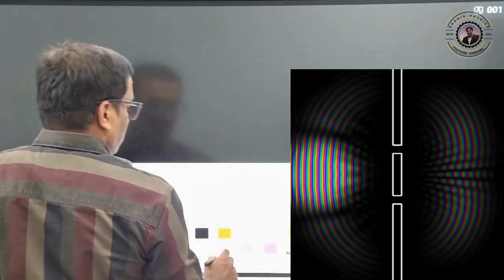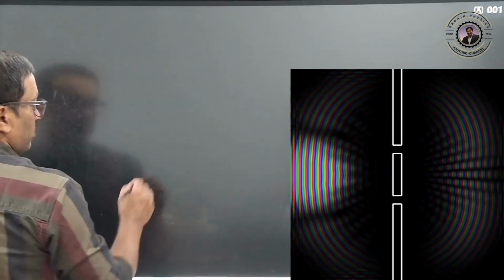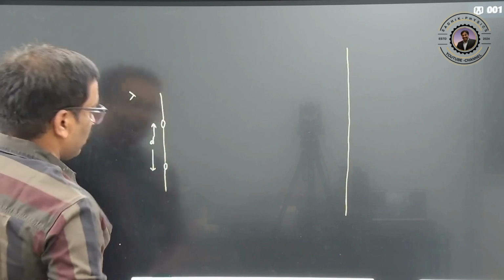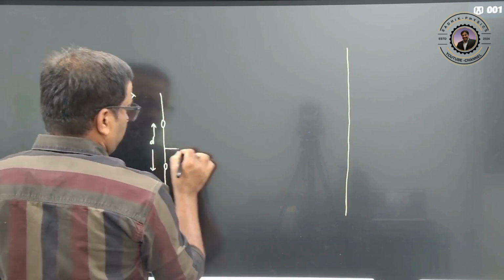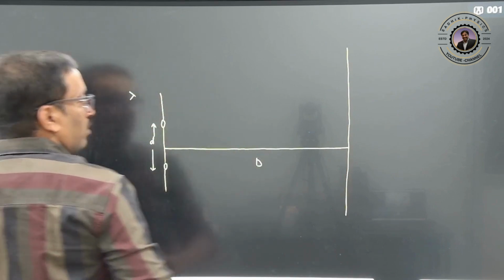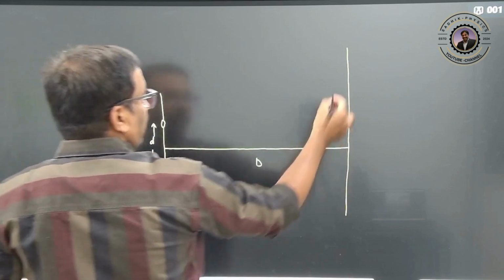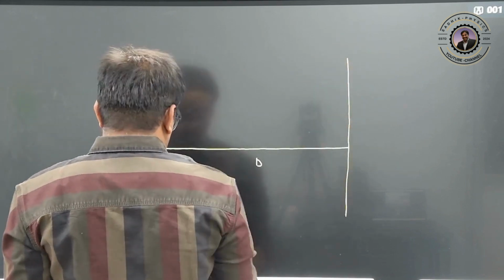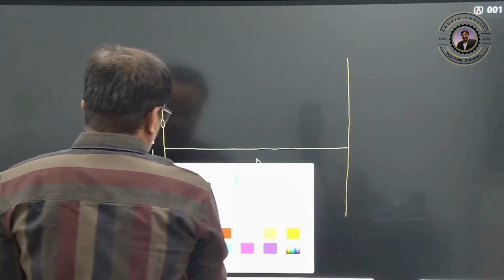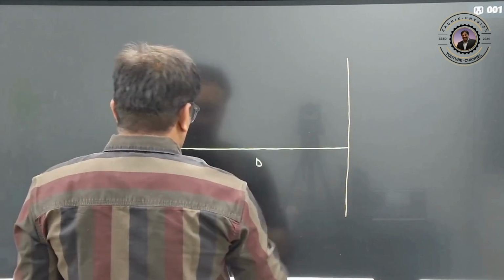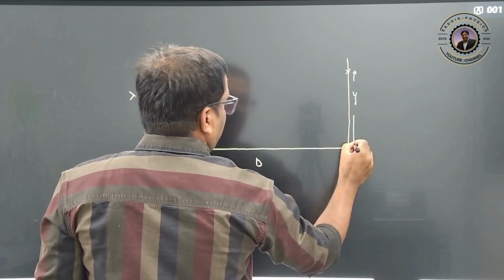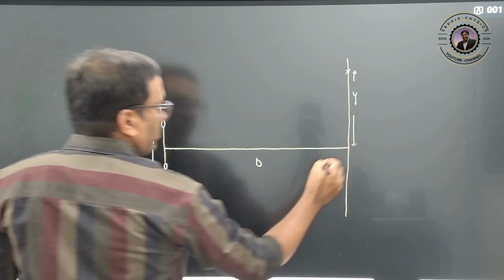This calculation is very, very important. Suppose there is one slit here, and there is a screen at a distance D, capital D. Clear? In the center point, definitely a bright fringe will be formed, followed by the dark fringes. Now we will take a general point, some point at a distance y from the central bright fringe.